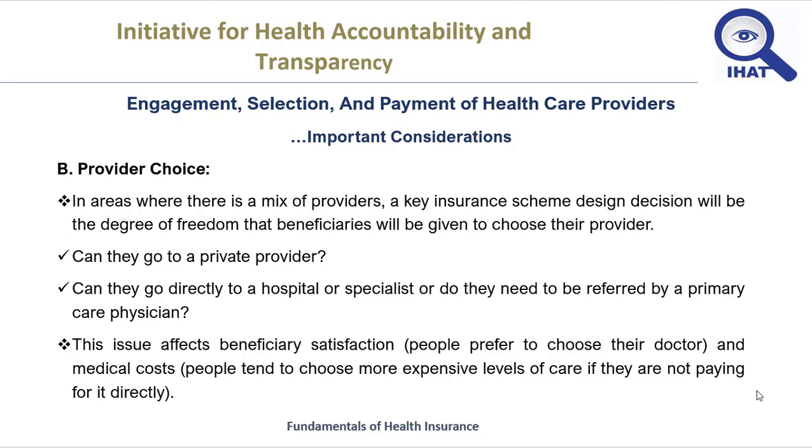People tend to choose more expensive levels of care if they are not paying for it directly. Greater provider choice may be possible if the insurer can contract private providers and contain costs. To encourage beneficiaries to use primary health care, many insurers require primary care providers to serve as gatekeepers who determine the medical necessity for referral to hospitals and specialists.